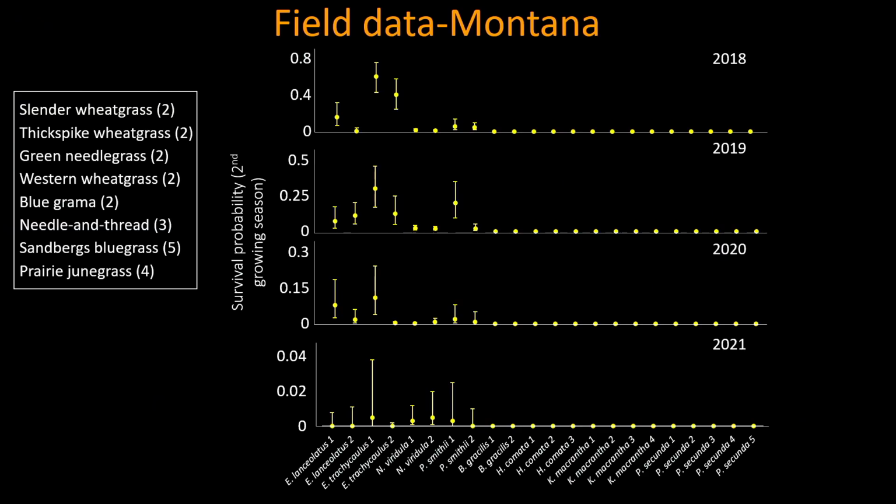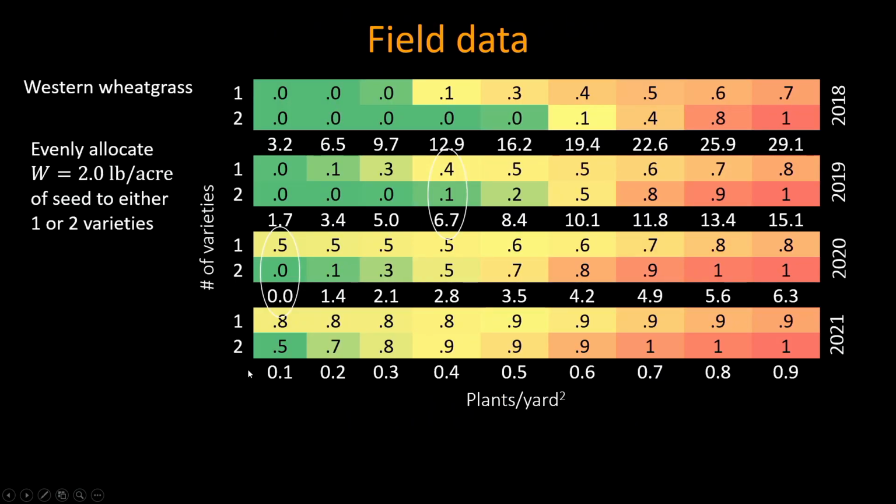These are survival probabilities measured 2 years after seeding in four different experiments. This was done in a farm field where I work in eastern Montana. The only thing we were interested in here was getting data on typical survival probabilities of a bunch of different species. When I say two, that means there are two varieties of slender wheatgrass. These are the species and the number of varieties we worked with. And these are the kind of calculations we can make based on the survival probabilities.